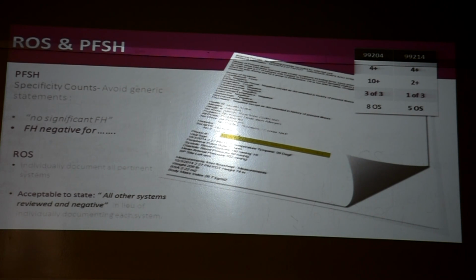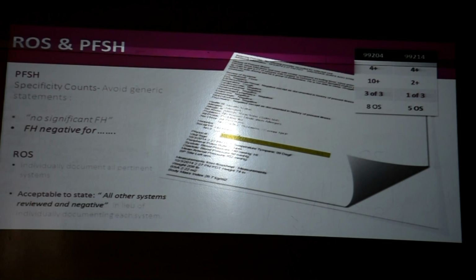Avoid generic statements, so no "significant family history." Tie your family history into what the patient's coming in for, the chief complaint. If you're taking, and again, for this higher level of service, the 99204, where you need all 3 of 3, a patient coming in with something, and you're taking the family history that is pertinent, you want to tie that in with the chief complaint.